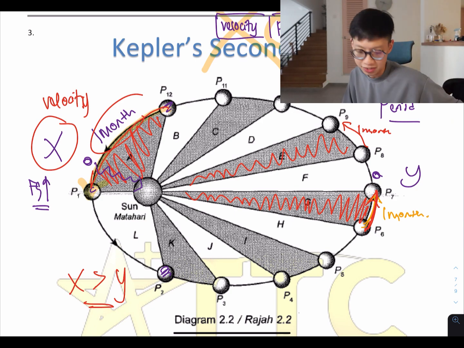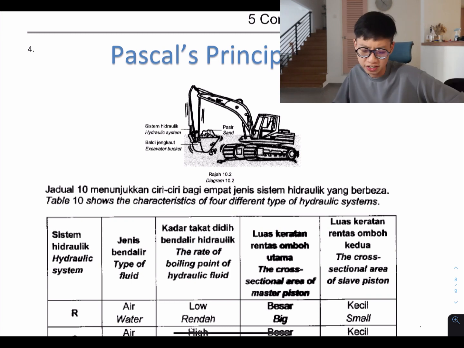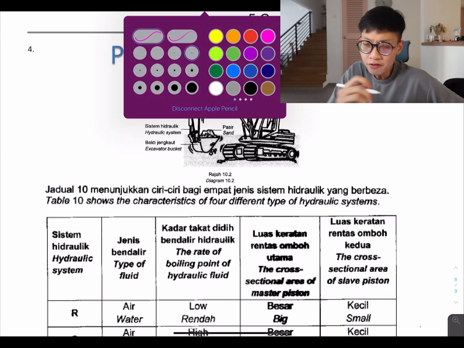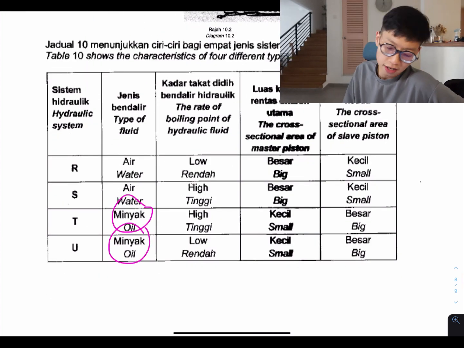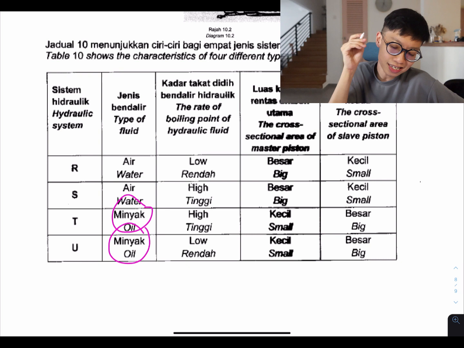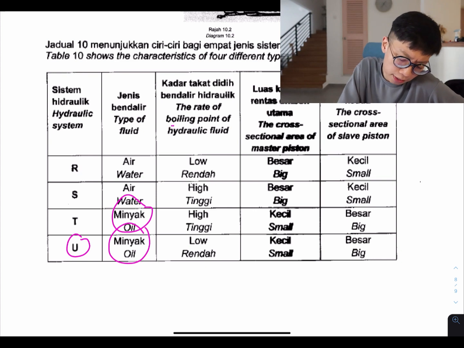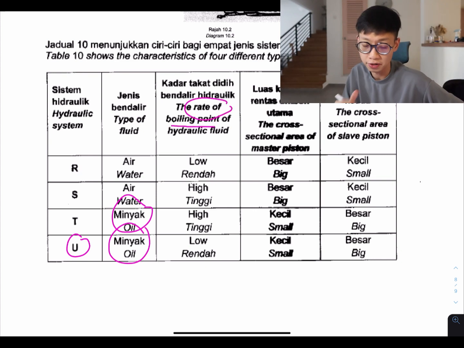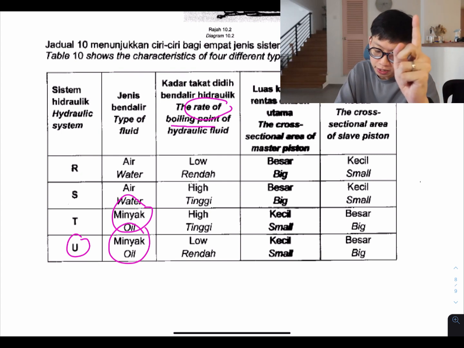For the fourth common mistake, let's look at Pascal's principle. Wow, guys, this one is very interesting. Now, everybody knows that for Pascal's principle, this is going to be oil, correct? Now, if you just look at this question, the answer to this question, remember, it's U. But teacher, this one is boiling point. Yeah, this is the rate of boiling point. So for boiling point, you want it to be high. But the rate of boiling point is low.